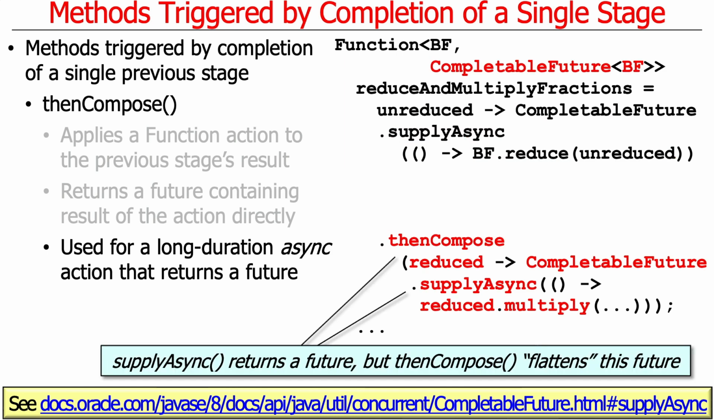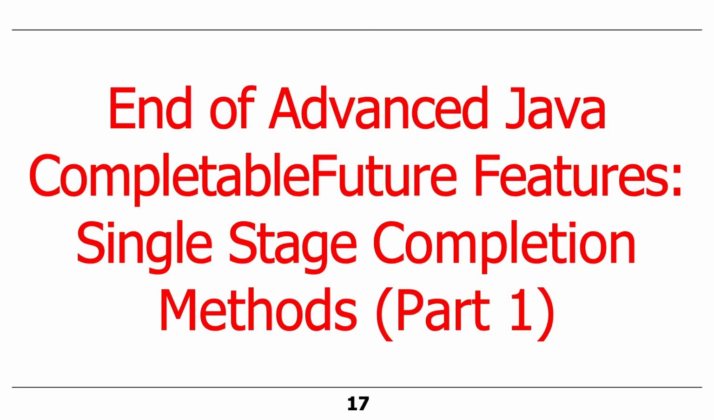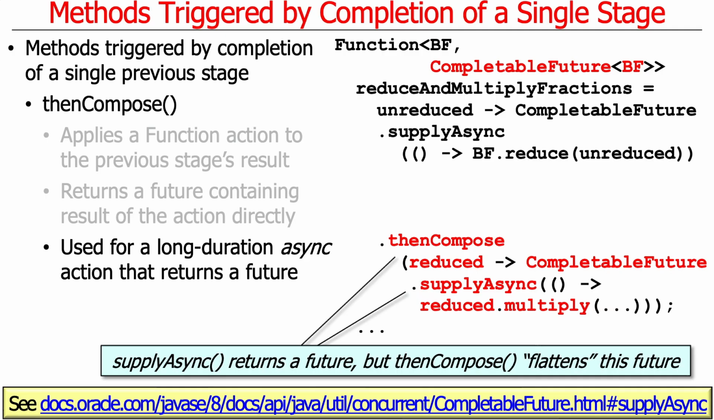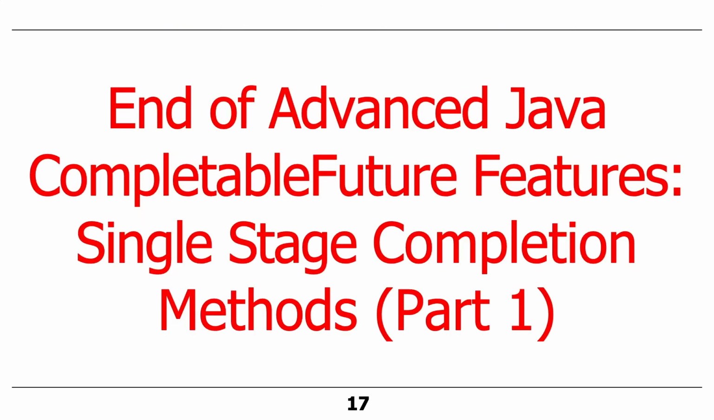But notice that in this case, supplyAsync returns a CompletableFuture. So if we were not using thenCompose, we could end up with a CompletableFuture to a CompletableFuture, which is not what we want at all. But thenCompose flattens that. We'll take a look later to see some other issues here and how to avoid the problems with composition in ugly ways. You'll see that shortly. OK, so that's the end of part one of this discussion.